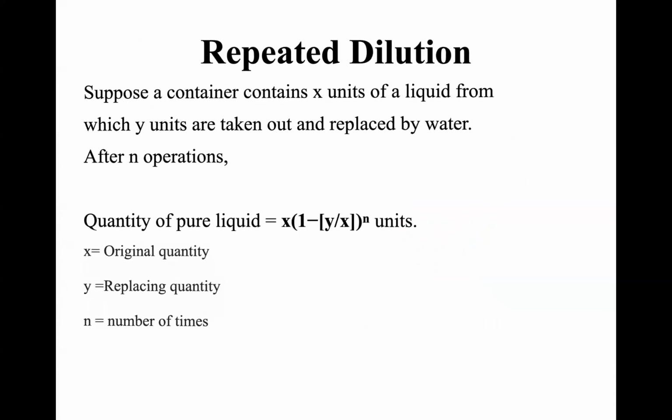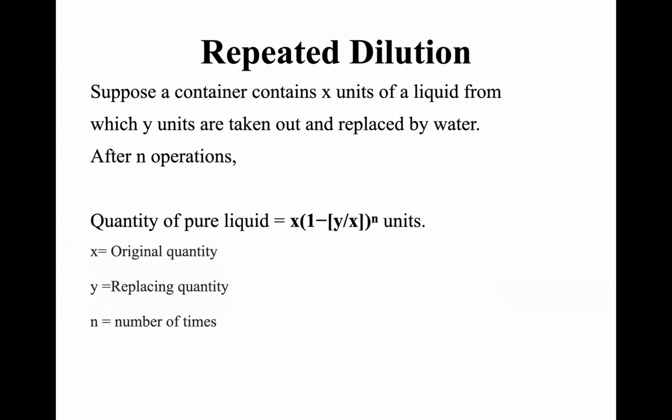So moving to the next concept, repeated dilution. Suppose a container contains X units of a liquid from which Y units are taken out and replaced by water. After n operations, the quantity of pure liquid will be X into 1 minus Y by X, the whole power n units. So this will give you the quantity of pure liquid after n operations.